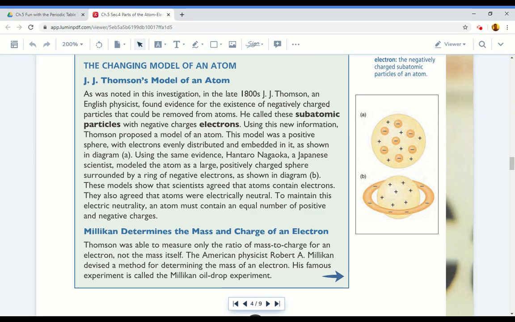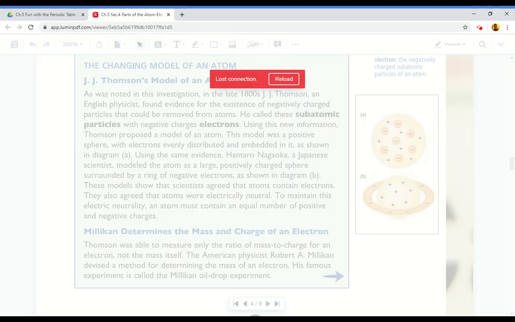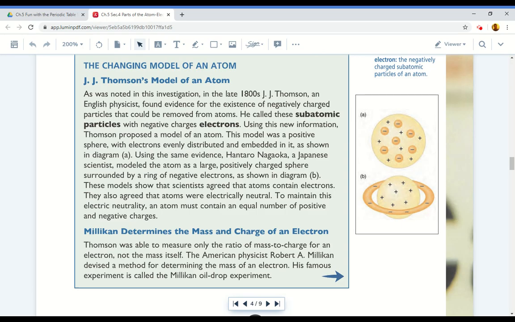Using this new information, Thomson proposed a model of an atom. This model was a positive sphere with electrons evenly distributed and embedded in it, as shown in diagram A. Using the same evidence, Hantaro Nagaoka, a Japanese scientist, modeled the atom as a large, positively charged sphere surrounded by a ring of negative electrons, as shown in diagram B.